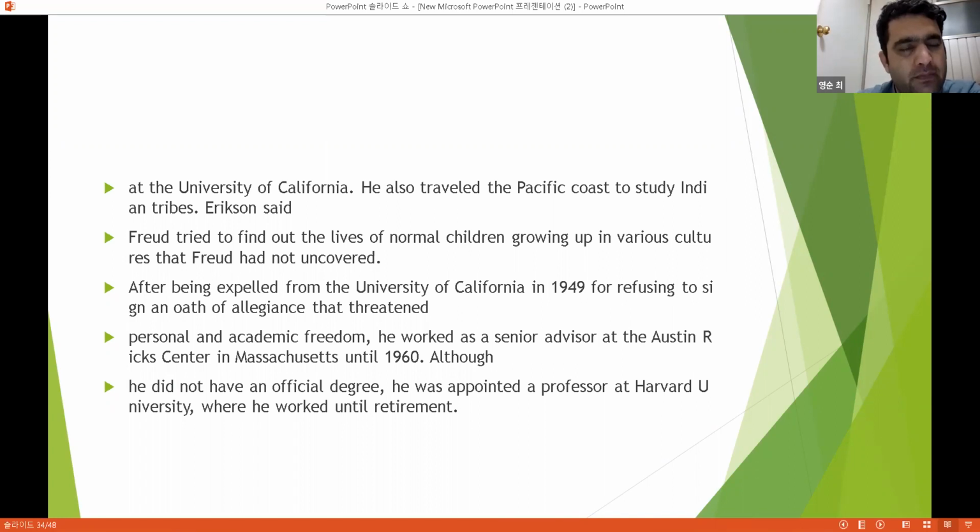After being expelled from the University of California in 1949 for refusing to sign an oath of allegiance that threatened personal and academic freedom, he worked as a senior advisor at the Austen Riggs Center in Massachusetts until the 1960s. Although he did not have an official degree, he was appointed a professor at Harvard University. He worked until his retirement.